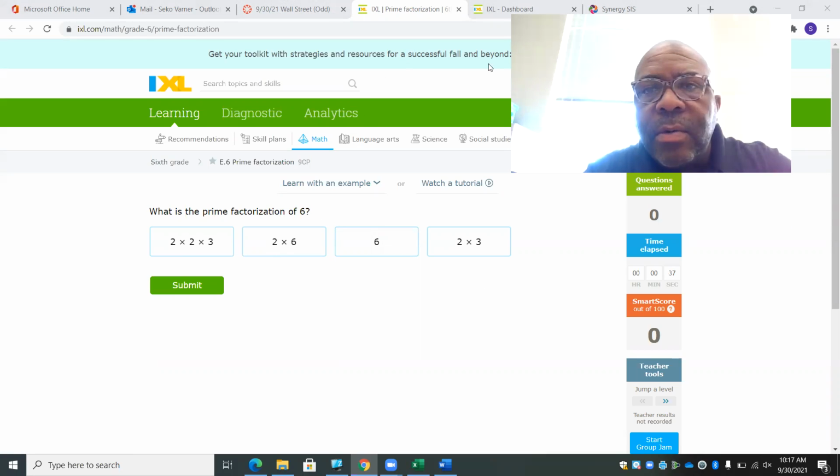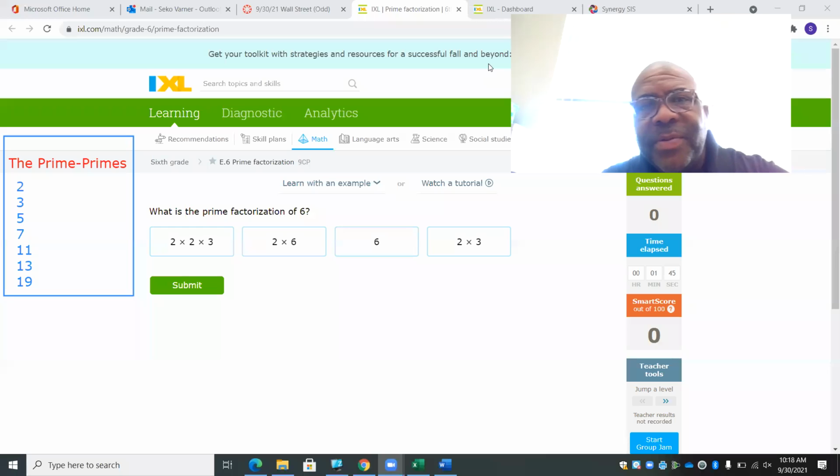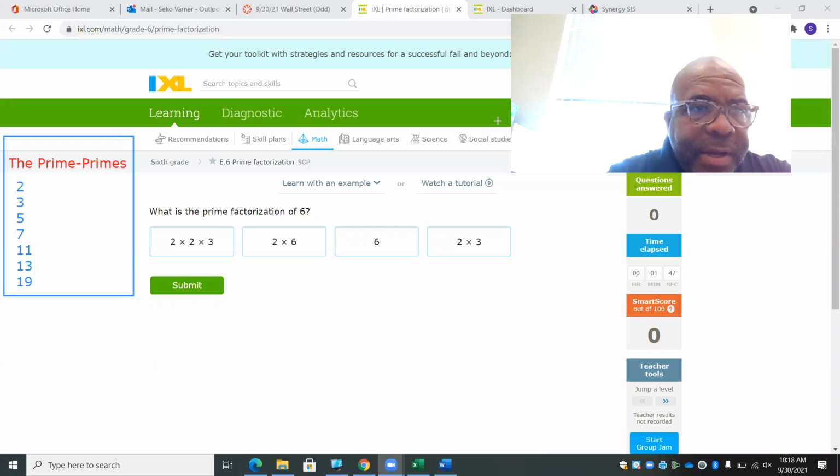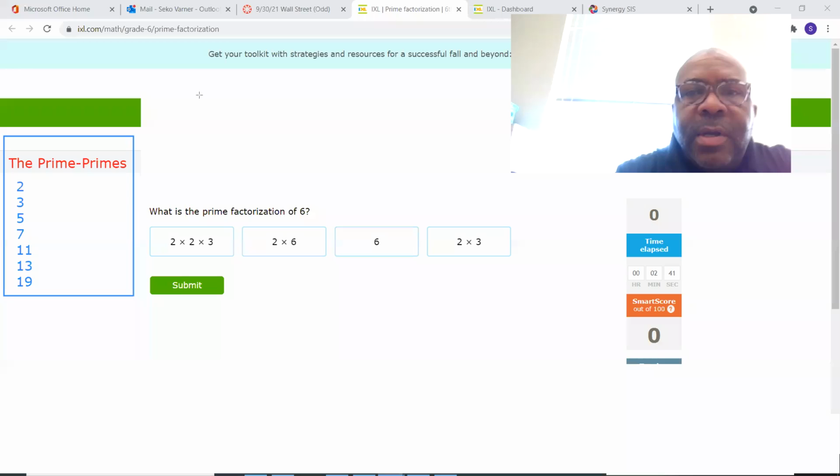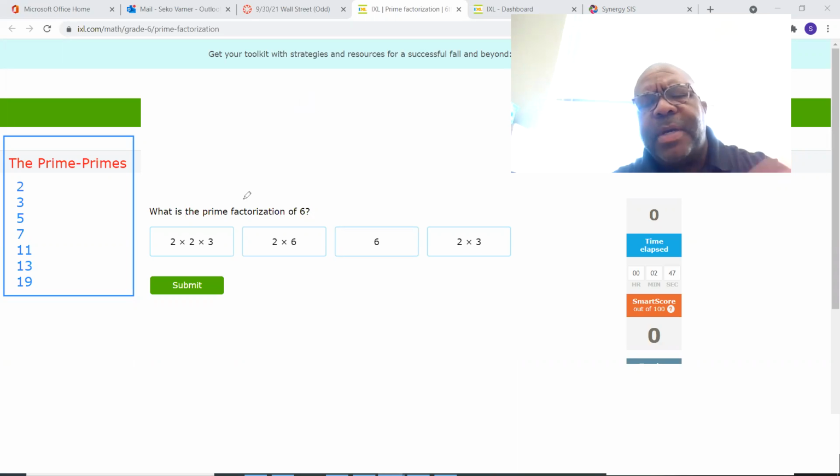Well, first we need to know what the prime numbers are. So these are what I call the prime primes right here. In other words, there are a lot more prime numbers, but these are the ones you really need to know. So I call them the prime primes. So now we know what the prime numbers are. We need to factor, and factor means multiply.